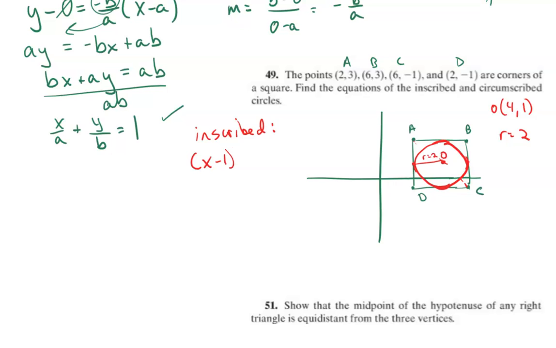(x − 1)² + (y − 4)² = 4. And the circumscribed circle has the same center, but circumscribed means that now the circle will pass through the vertices. If you ever draw figures by circles, start with the circle and then go to the inside. Okay.